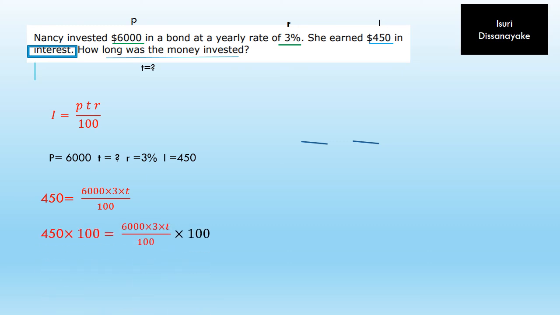Now you have to use a little bit of algebra. So you can multiply both sides by 100 and cancel the denominator off. And thereafter we have 450 multiplied by 100, 45,000. 6,000 multiplied by 3, that is 18,000. Let's divide both sides by 18,000. This is a bit of algebra, where the time is equal to 2.5 years. So in this case, the money had been invested for 2.5 years.